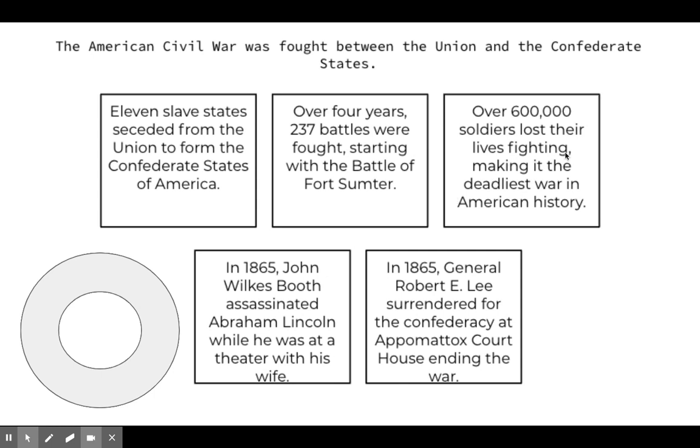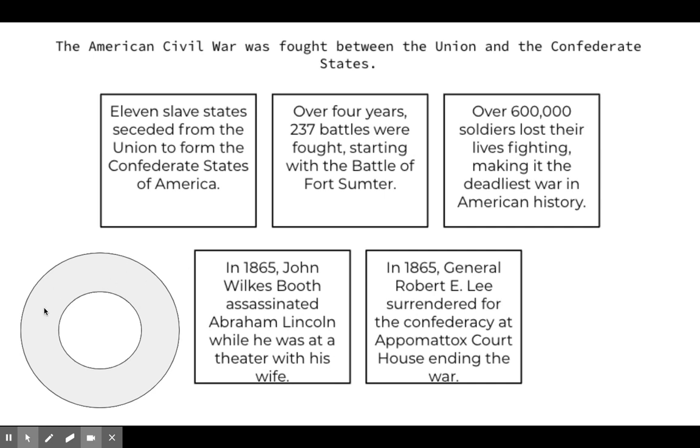Over 600,000 soldiers lost their lives fighting, making it the deadliest war in American history. In 1865, John Wilkes Booth assassinated Abraham Lincoln while he was at a theater with his wife. In 1865, General Robert E. Lee surrendered the Confederacy at Appomattox Courthouse, ending the war.